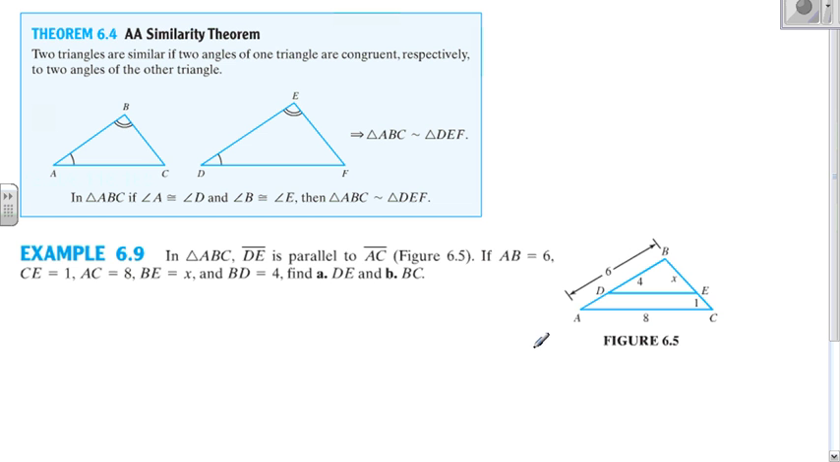So in triangle ABC, DE is parallel to AC. If AB is 6, CE is 1, AC is 8, BE is x, and BD is 4, find DE and BC. DE is this parallel segment. BC is the entire length of the right side of the triangle.